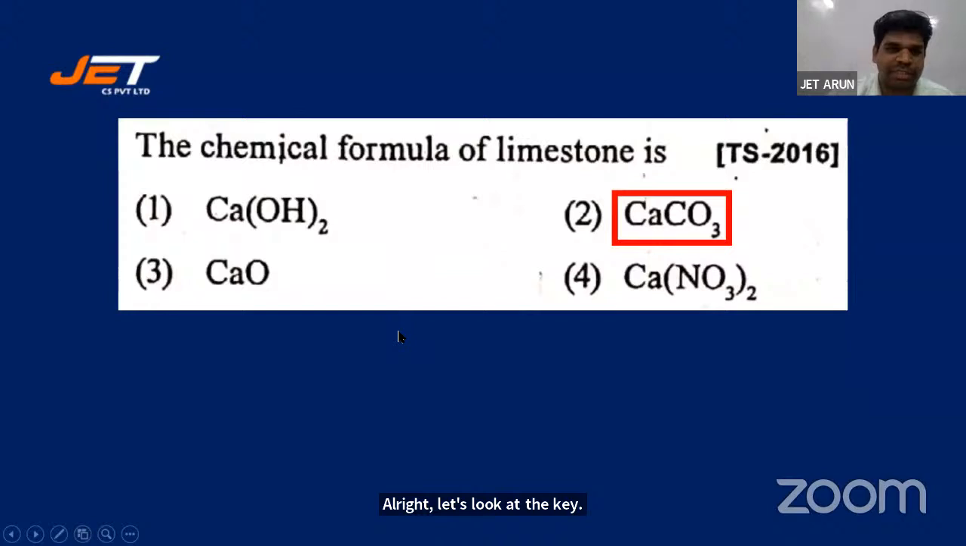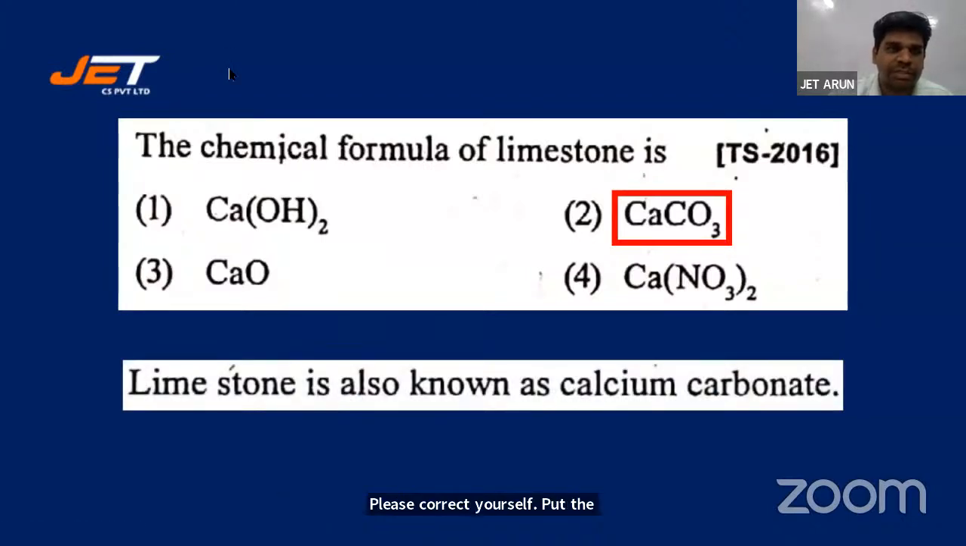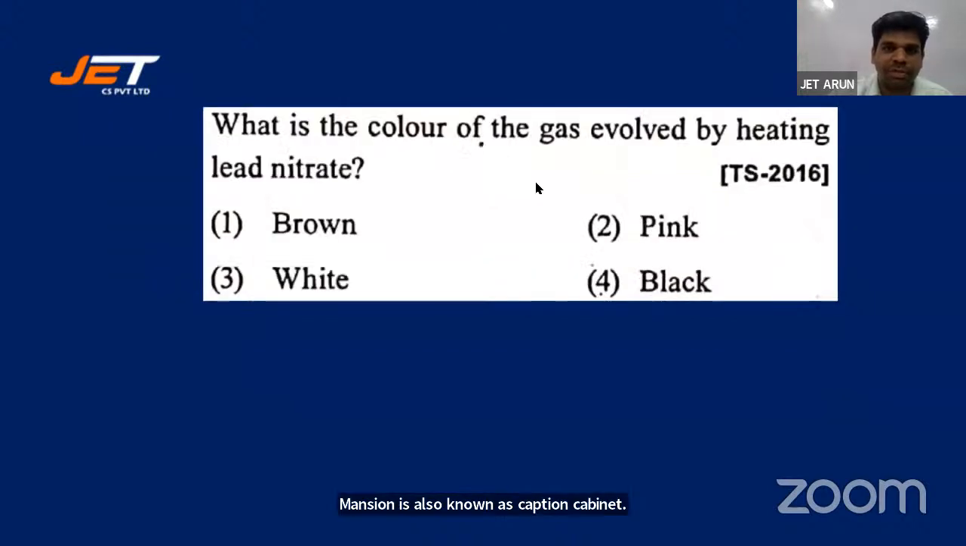It is CaCO3. That's absolutely right, student. 2 is absolutely right. Saiteja, Juveria. Again, 4 or 5 students have gone wrong. Please correct yourself. Note it down. It's also known as limestone. Limestone is also known as calcium carbonate. All right, let's go for the next one.